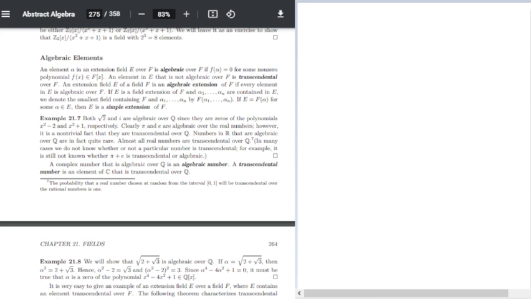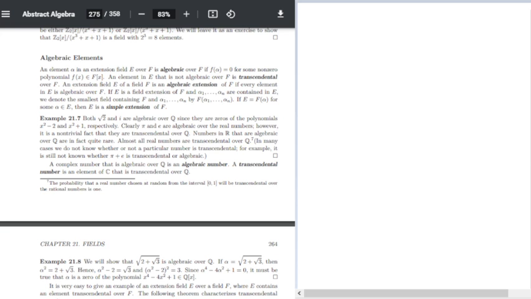So example 21.7. Both square root of 2 and i are algebraic over Q, since they are zeros of the polynomials x squared minus 2 and x squared plus 1, respectively. Clearly, pi and e are algebraic over the real numbers. However, it is a non-trivial fact that they are transcendental over the rationals. Numbers in R that are algebraic over Q are in fact quite rare. Almost all real numbers are transcendental over Q. So what this means is the probability that a real number chosen at random from the interval from 0 to 1 will be transcendental over the rationals is 1.